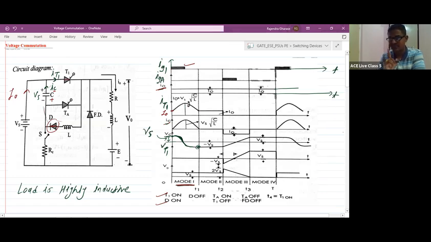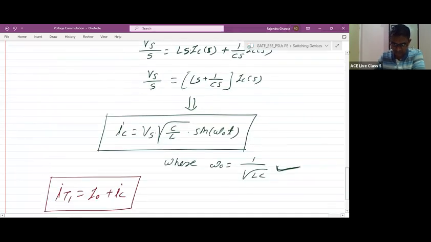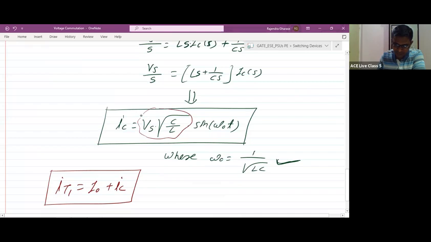Is this clear? So here you can check the peak value of current flowing through thyristor T1. It is I0 plus the peak value of capacitor current. The peak value of capacitor current is Vs times the square root of C by L. Let me write it as IC peak. That is the peak value of capacitor current. So this is IC peak, the peak capacitor current.